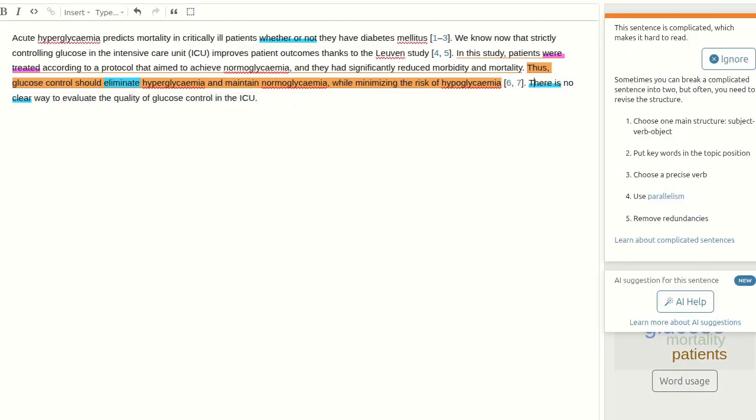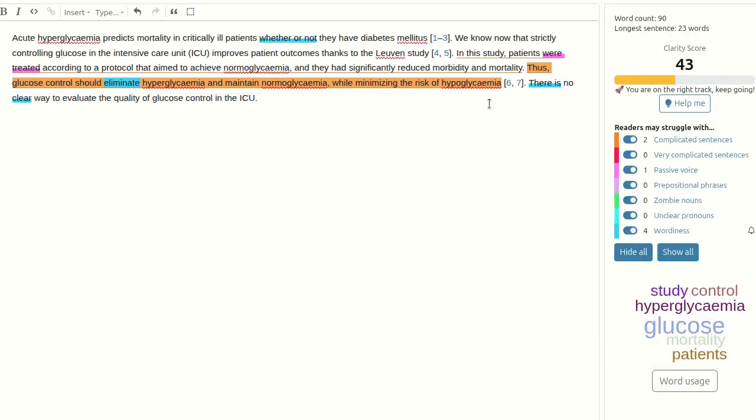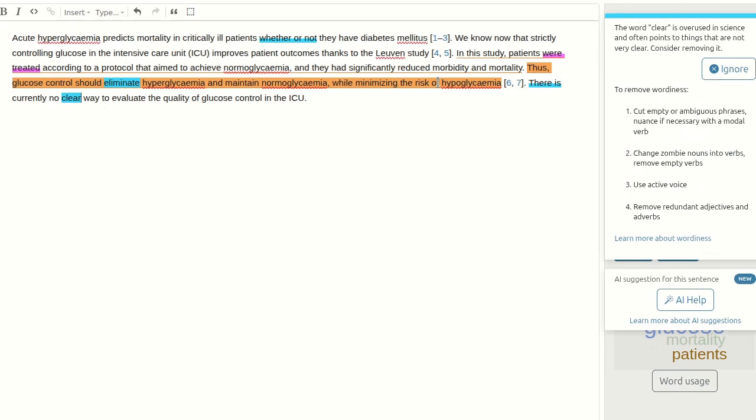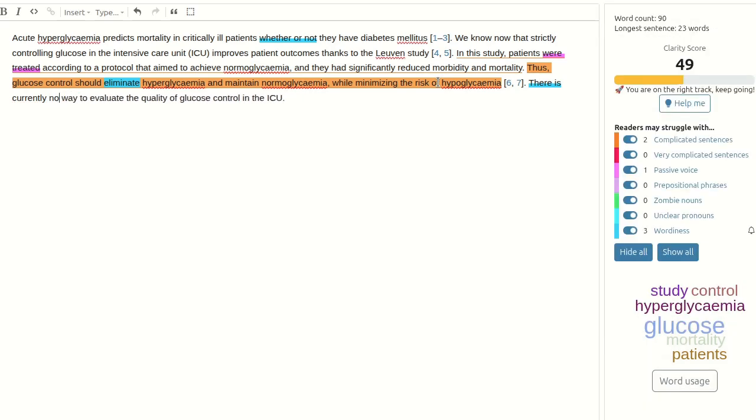Now here, if I make this a capital letter, then we would see that the sentence is no longer orange or red. It's just a nice, simple white sentence. And here we can add a little bit of nuance. We can add, for instance, there is currently no way, no clear way or no way to evaluate the quality of glucose control in the ICU. And now we're setting us up to solve this problem, to answer this implied question: how do we evaluate the quality of glucose control in the ICU?